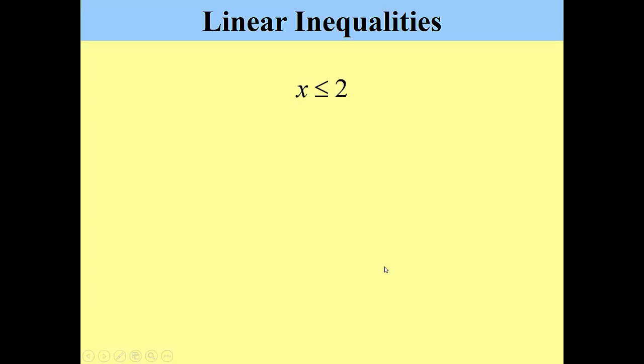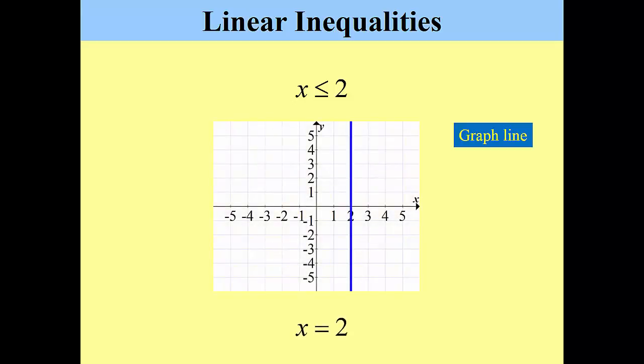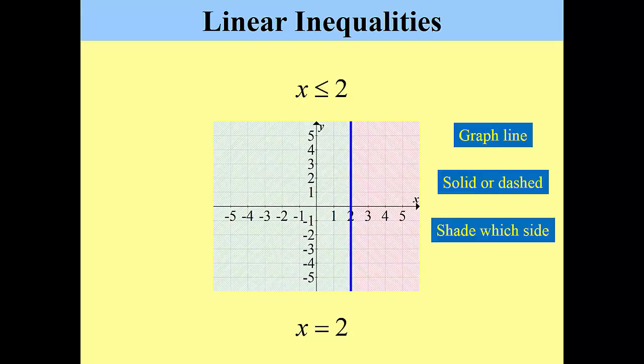Here's a very similar one. X is less than or equal to 2. The line x equals 2 is the vertical line through 2. It's a solid line. And where do you see x's less than 2? They're on the left side of the line.